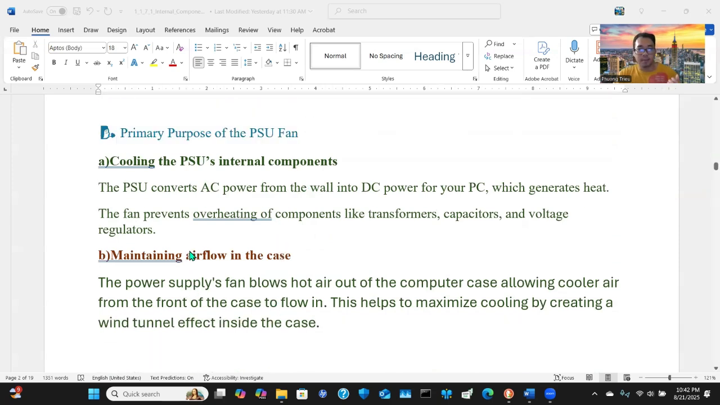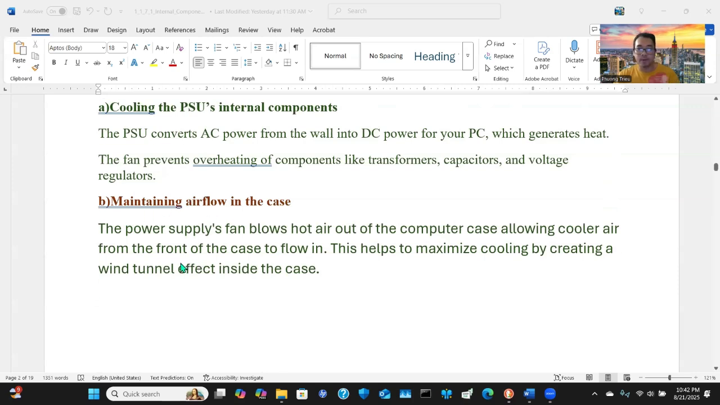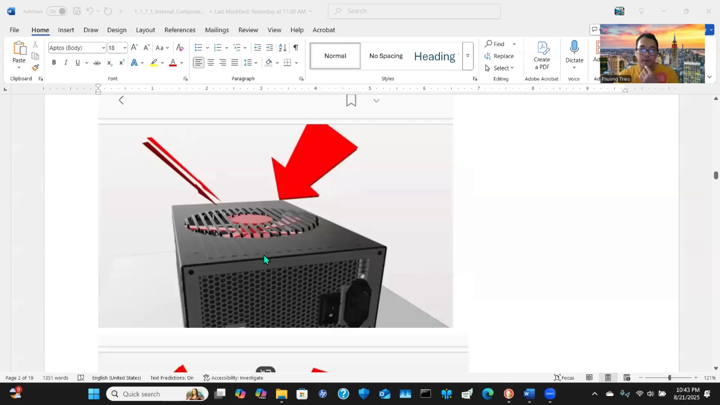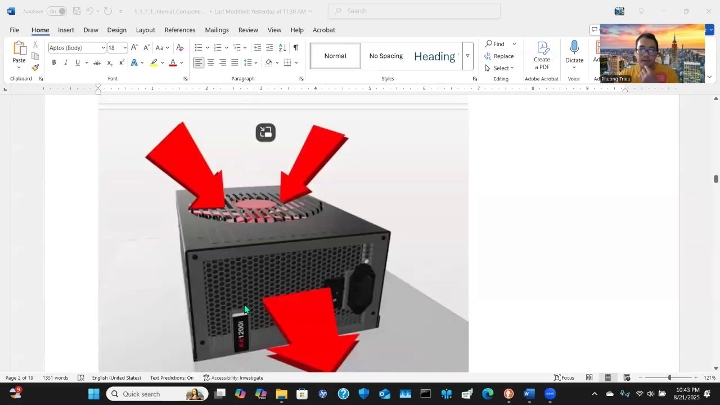And the second purpose of the power supply fan is maintaining airflow in the case. The power supply fan blows hot air out of the computer's case, allowing cooler air from the front of the case to flow in. This helps to maximize cooling by creating a wind tunnel effect inside the case. So the hot air will flow into this position, and the power supply will blow the hot air out from the back here.